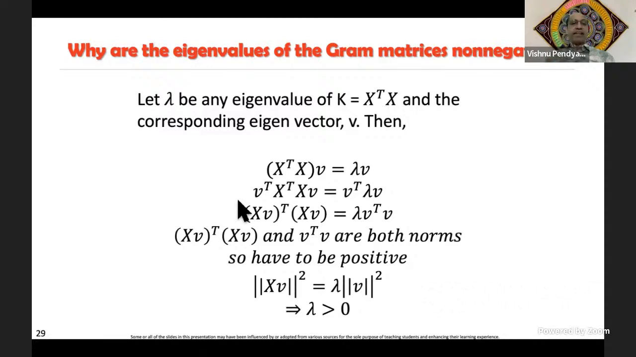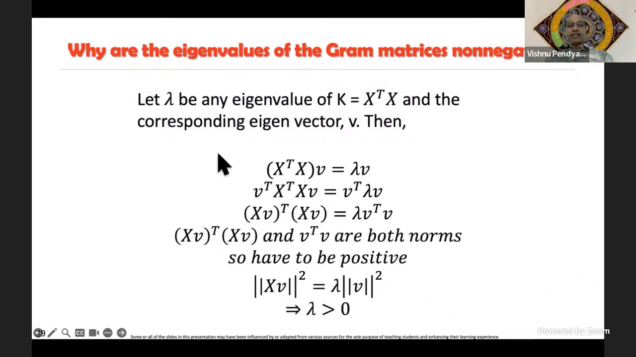Now, I anyway gave the proof for why the eigenvalues of gram matrices are non-negative. A gram matrix is also an affinity matrix or a kernel matrix. It can be written as X transpose times X, like we saw in the previous slide. And if the corresponding eigenvector is V, then X transpose X times V is equal to lambda V. By definition, you multiply both sides by V transpose, you get this, and then you change the association. Instead of X transpose X, you make the association with V transpose times X transpose. Now, linear algebra tells you that V transpose times X transpose is X times V transpose, right? You remember from matrix theory.